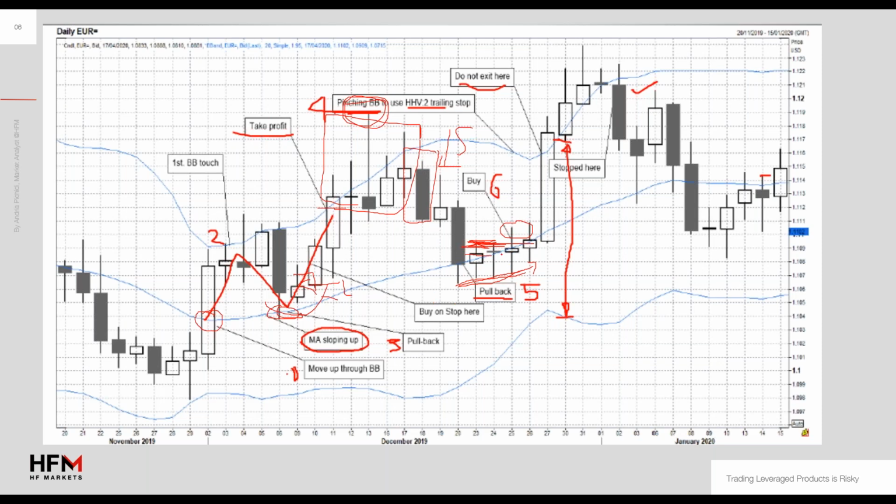If you weren't sure whether it's a good time to enter long here, you could wait for further confirmation. So further confirmation came here. This could have been a nice entry because it broke the resistance of the past 4 sessions, 4 days. So that could be another entry point.